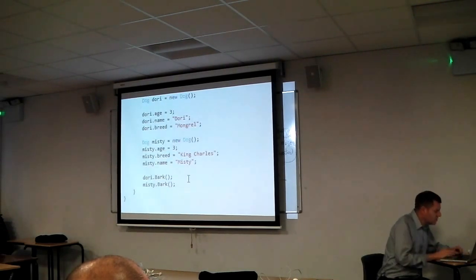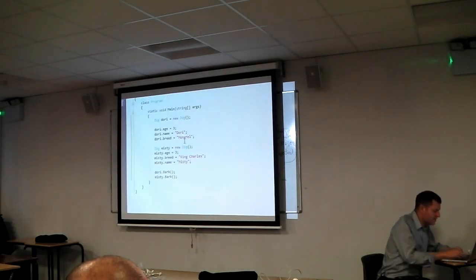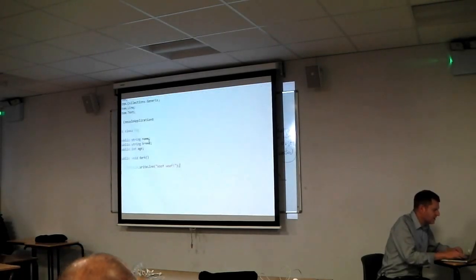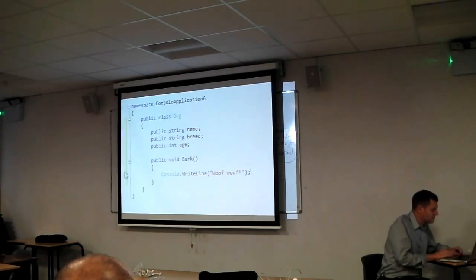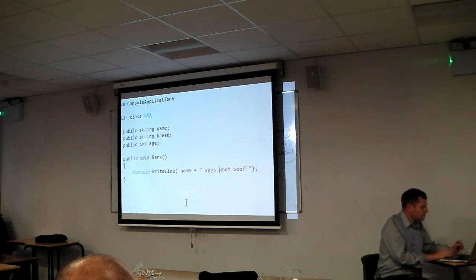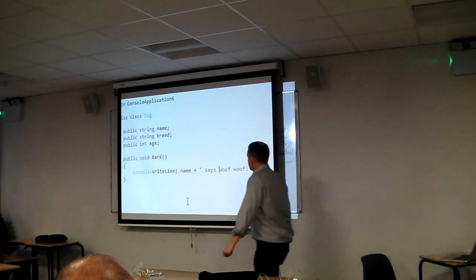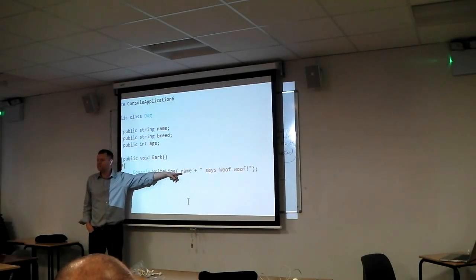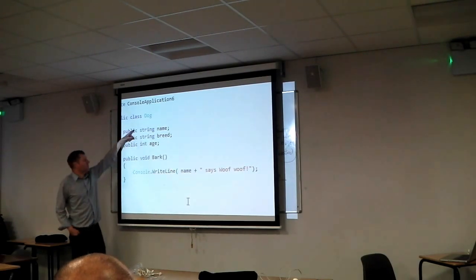So I'm going to customize this slightly, just to really emphasize that idea that now there's 2 of these dogs, and that these variables are duplicated for each instance. So you can do this. Watch this. Name says woof woof. Okay. First thing, where is it getting name from? From the field. It's getting it from the field.